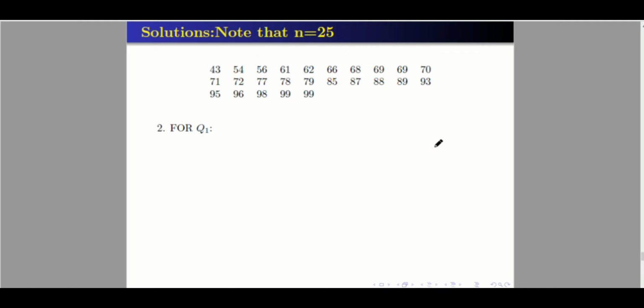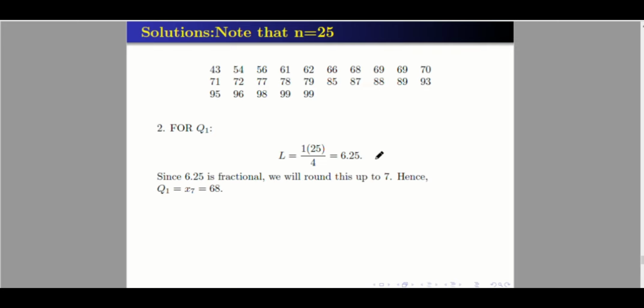Next, let's go to quartiles. For the first quartile, this time we'll divide by 4 because there are only 4 subdivisions. So 6.25. This is a fractional or decimal number, so always round up. Even if it is .25, we always round up. So 7. Hence, the first quartile is at the 7th data: 1, 2, 3, 4, 5, 6, 7. So 68. Meaning 25%, since this is a quartile, 25% of the data falls below or equal to 68.